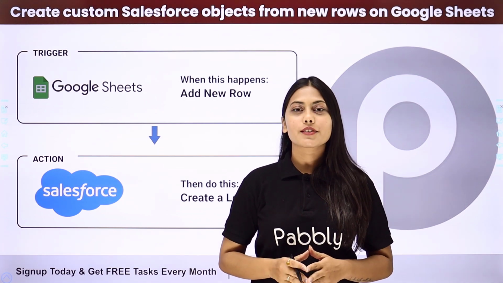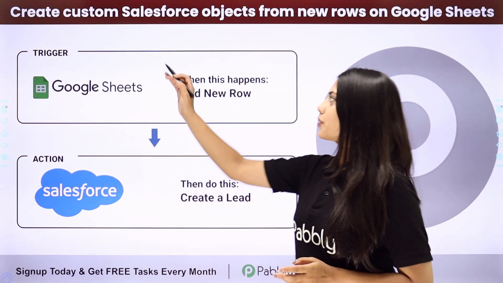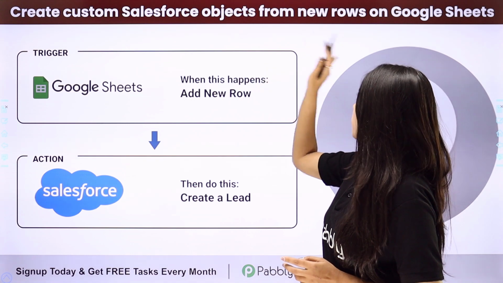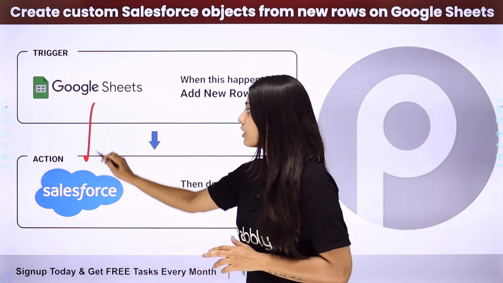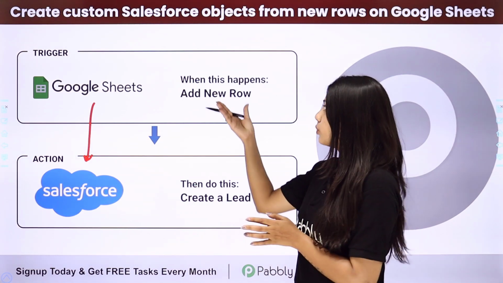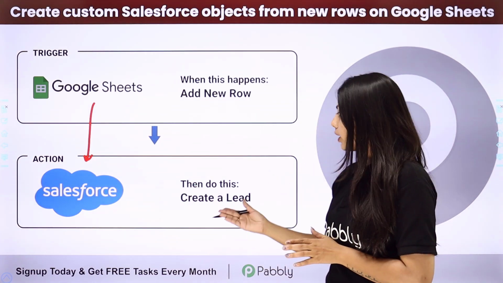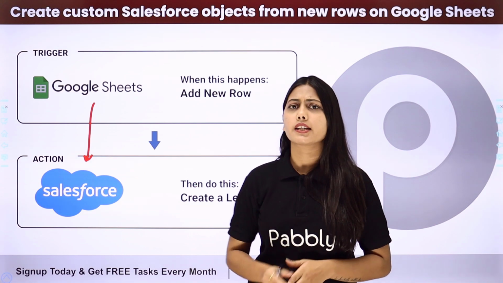Hello everyone, in this video we are going to learn how to create custom Salesforce objects from new rows on Google Sheet. So we will learn how you can integrate these two applications in such a way that whenever a new row is added in Google Sheet, a contact or a lead or a customer is created in Salesforce.